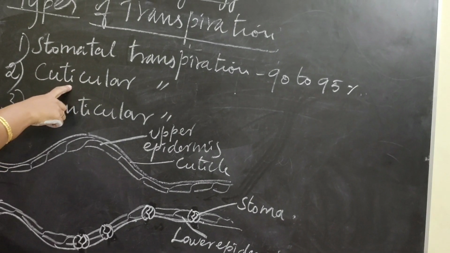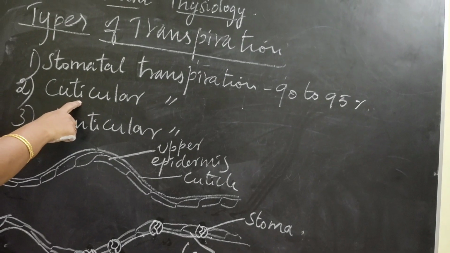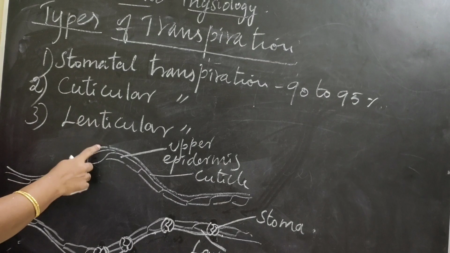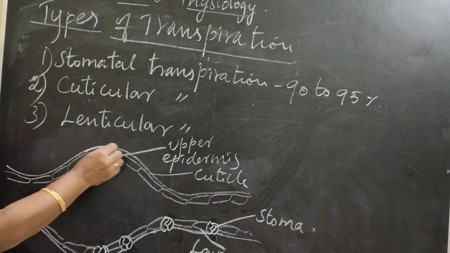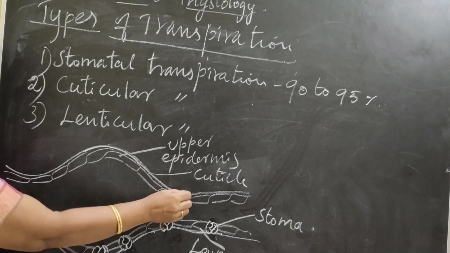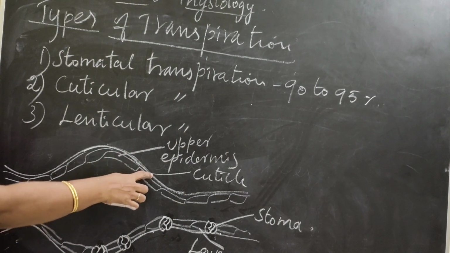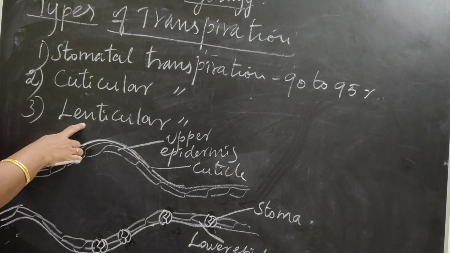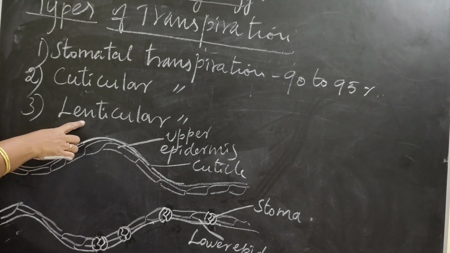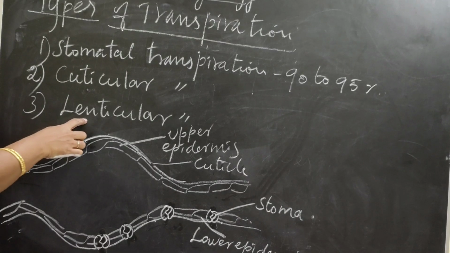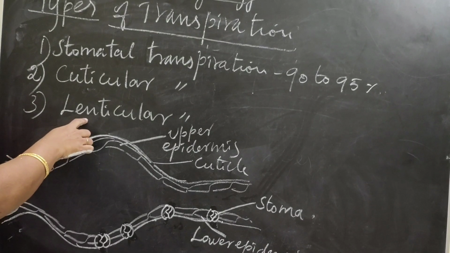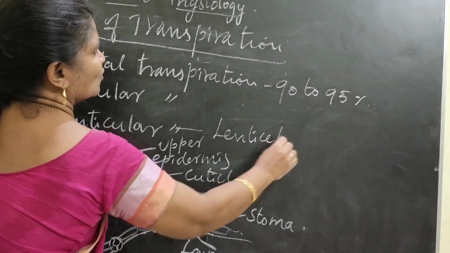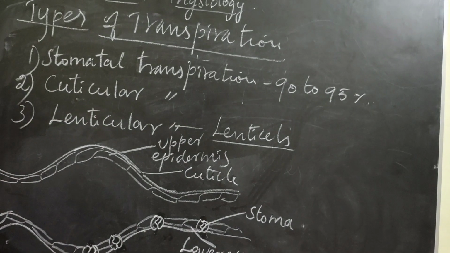Then next one, what? Cuticular transpiration. Cuticular transpiration means loss of water from plants as vapor through the cuticle. This is the cuticle. Through the cuticle is called cuticular transpiration. Next one, lenticular transpiration. What is lenticular transpiration? Loss of water from plants as vapor through lenticels. What are lenticels?